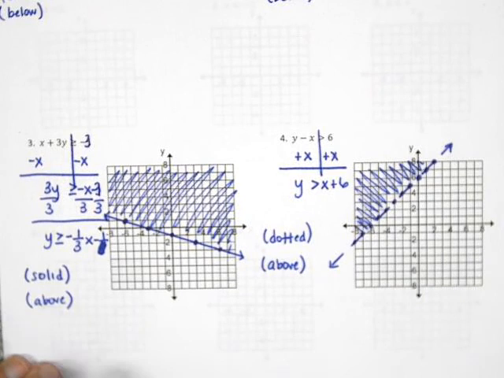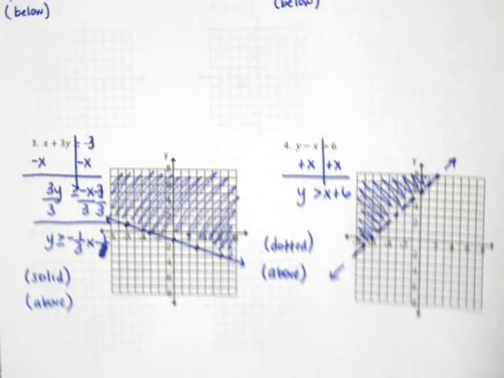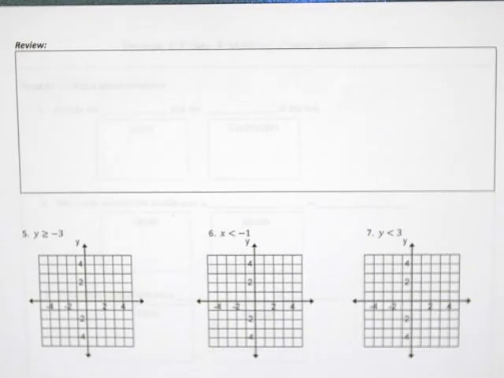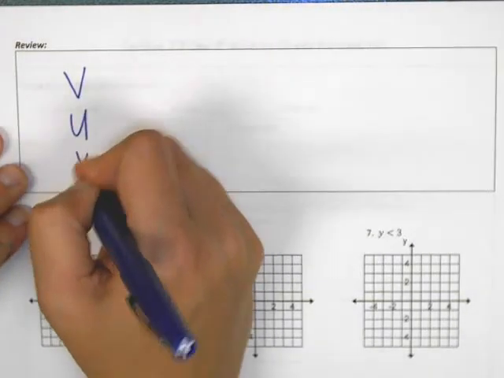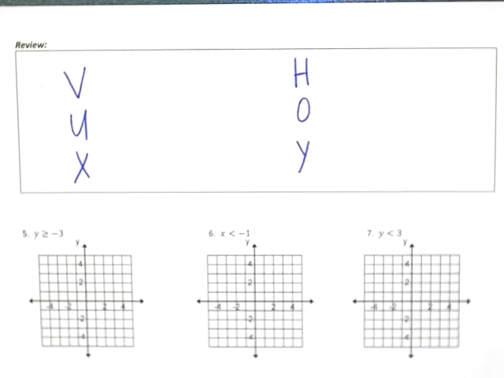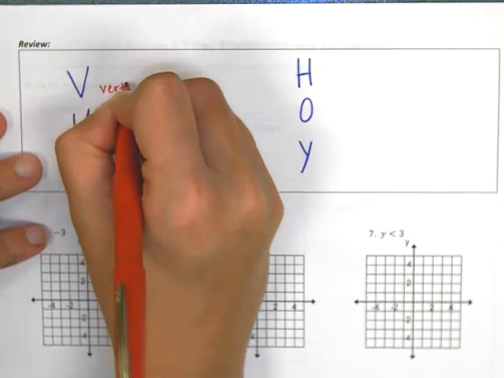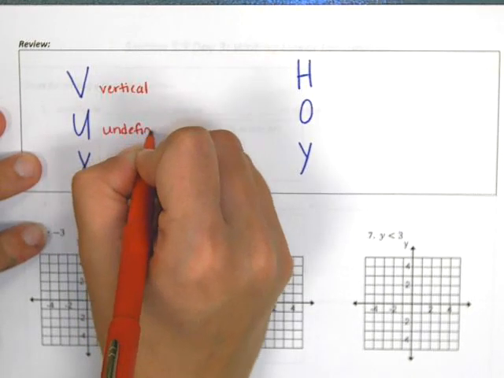I'm hoping this helps give some clarity to problems where we have to isolate the y, but let's throw another little twist in here. I don't know if you remember, but we've learned about something earlier this year called VUXHOY. In the word VUXHOY, it helped us remember about what are called vertical and horizontal lines. The V stands for vertical. The U stands for an undefined slope.